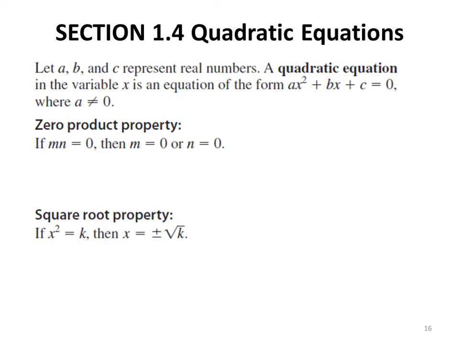The second property that we will use to solve equations is called the square root property. If x squared is equal to k, where k is a positive number, then x is equal to minus or plus the square root of k. That means this equation has two solutions: square root of k and minus the square root of k. This is called the square root property. We will use both properties now to solve quadratic equations.